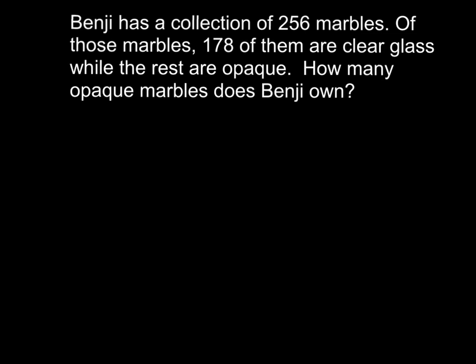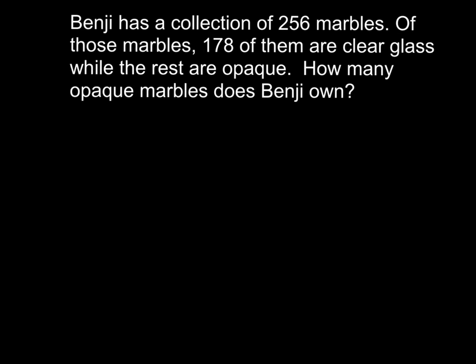Here's our first example. Benji has a collection of 256 marbles. Of those marbles, 178 of them are clear glass while the rest are opaque. How many opaque marbles does Benji own? Side note, opaque means that you can't see through it.